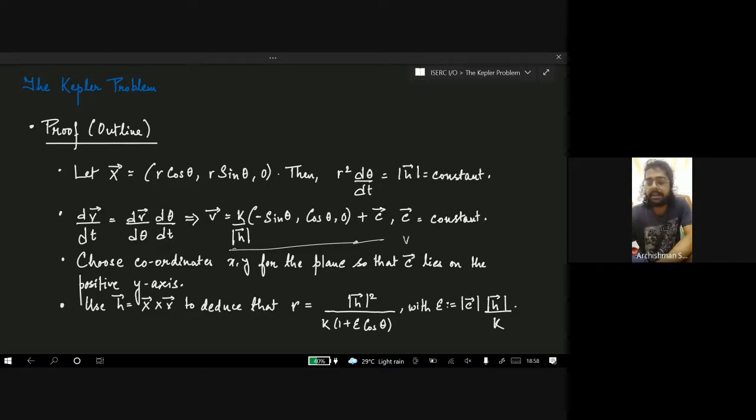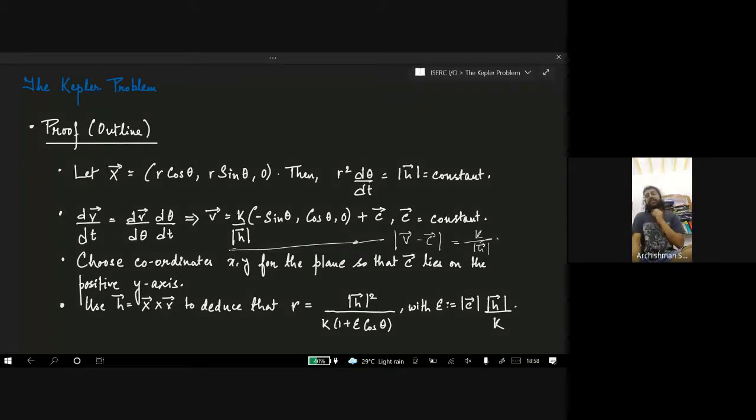Because you can see that if I take the norm of this, it is nothing but k over mod h, right? So this states that, given an orbit, the velocity vector follows a circle. Now I can choose coordinates in the xy plane. Also, you might see that this velocity vector is in the xy plane itself.